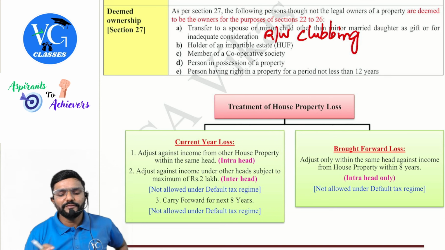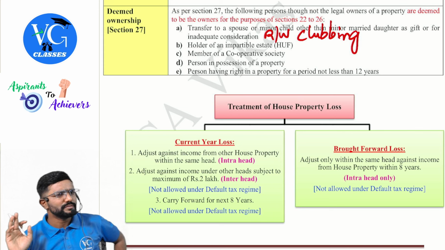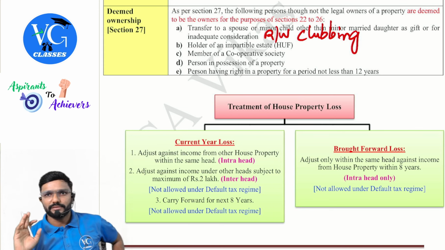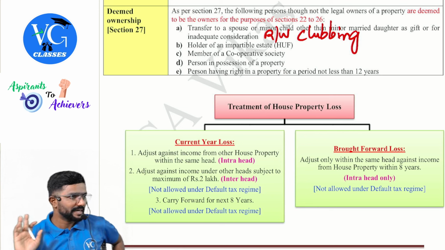Chalo. Even if it is transferred to a minor married daughter for free, without any consideration, it is not taxable here. Sir, will clubbing get attracted? Yes, we will see that under clubbing.